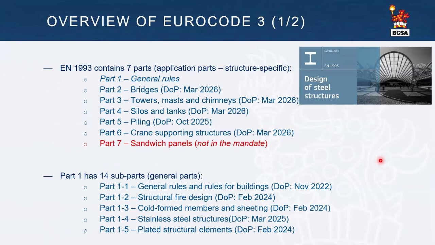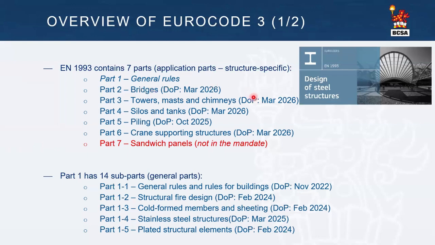Focusing now on Eurocode 3, these next two slides show how this Eurocode is organized. There are 7 application parts which are structural specific. So for example, you have part 2 for bridges, part 5 for piling, etc. Part 1 is the main document, and it gives the general rules and rules for buildings. And then it is further subdivided in 14 parts, which we'll have a look at.